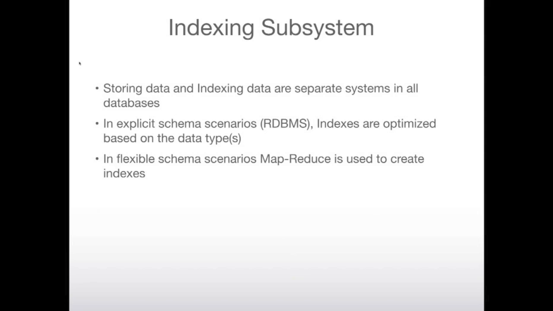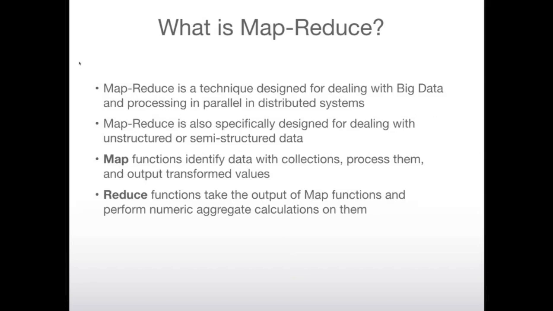So in flexible schema scenarios, in unstructured data or semi-structured data like JSON, MapReduce is a technique to use to create indexes. MapReduce is actually a general technique. It's been around for a long time. It really was introduced as a way to deal with large amounts of data, particularly unstructured or semi-structured data. As the semantic web grew, you had all this data, and being able to look through it and find patterns or find information was difficult.